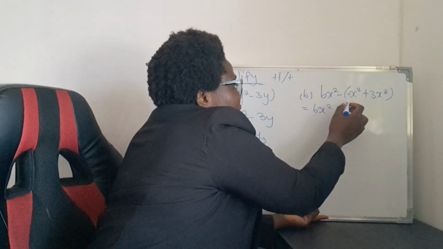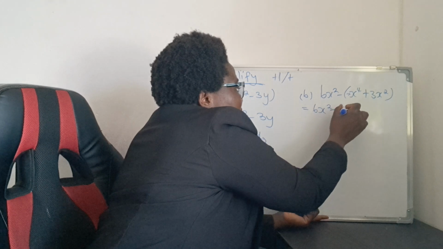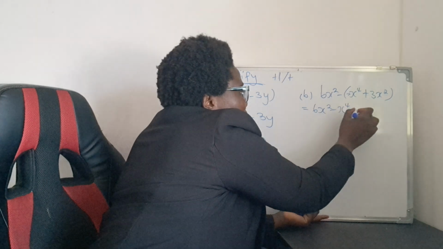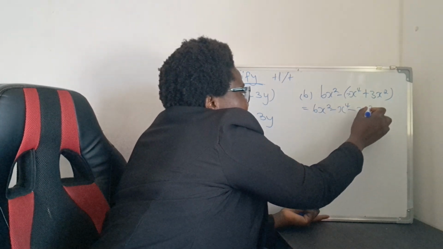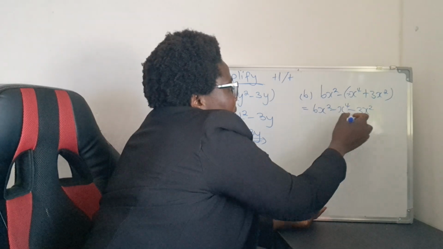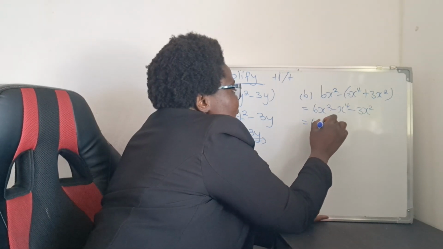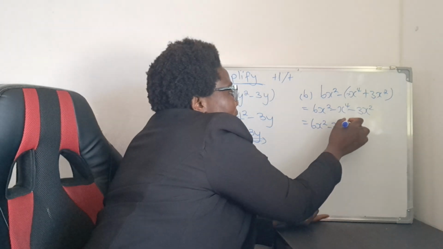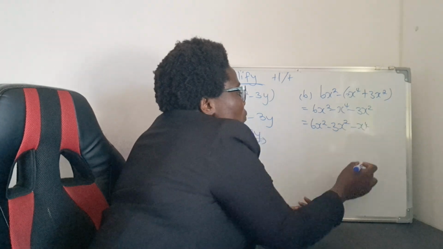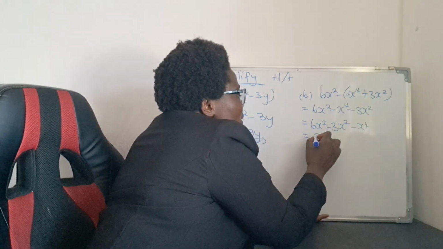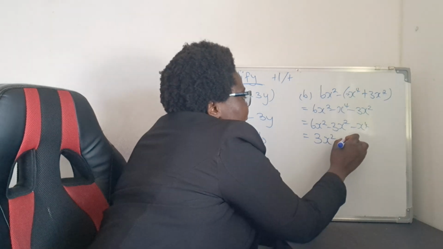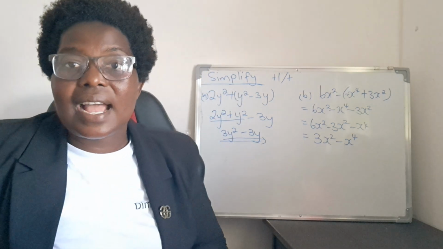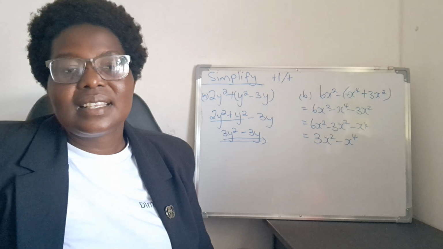So here there is a plus. But plus and minus will give us minus x to the power of 4. And then plus and minus also gives me minus 3x squared. All right, so we group the like terms. So our expression will be rewritten as 6x squared minus 3x squared minus x to the power of 4. If you simplify these two, it will give us 3x squared minus x to the power of 4. This is the furthest I can simplify this expression.